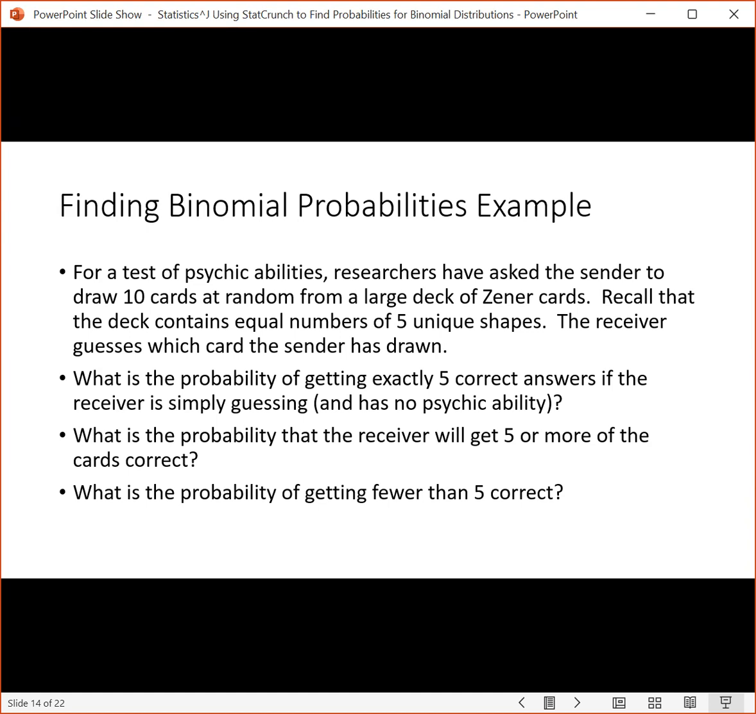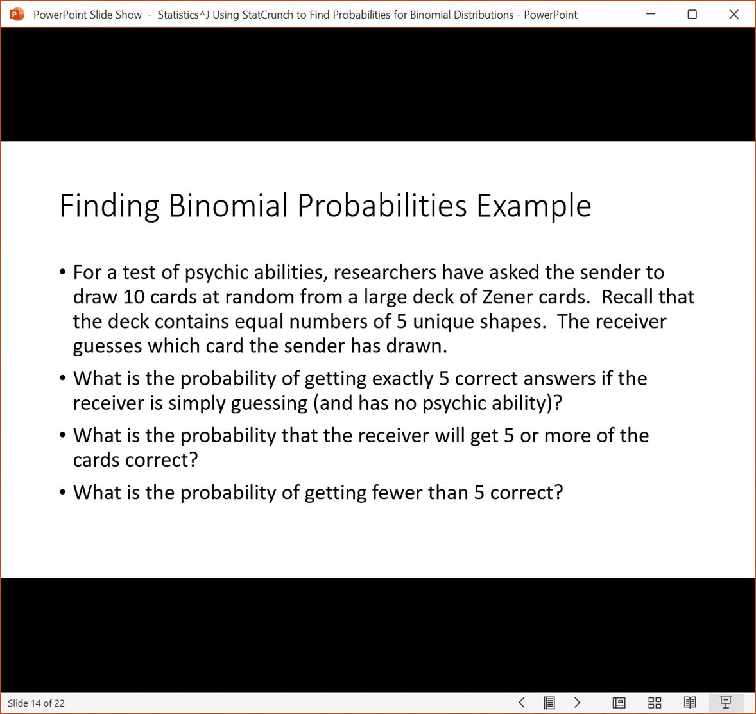Okay, so somebody is drawing 10 cards. They're trying to send to the other person what the card is, and then the other person is making guesses. What's the probability of getting exactly 5 correct answers if the receiver is simply guessing and has no psychic ability? And what's the probability that the receiver will get 5 or more of the cards correct?